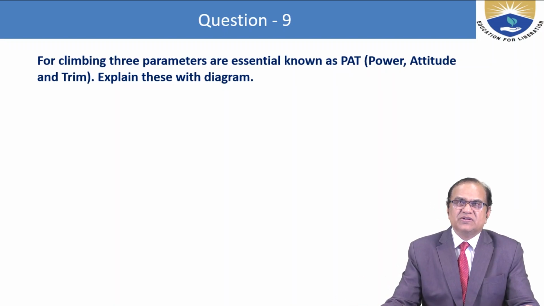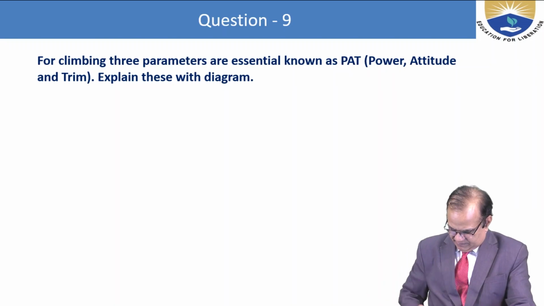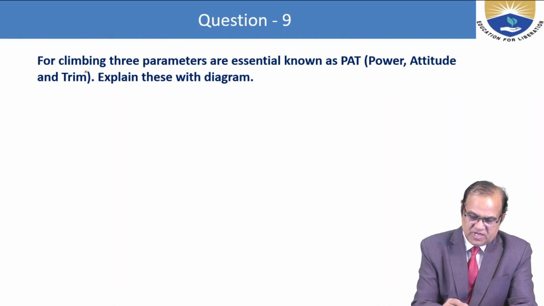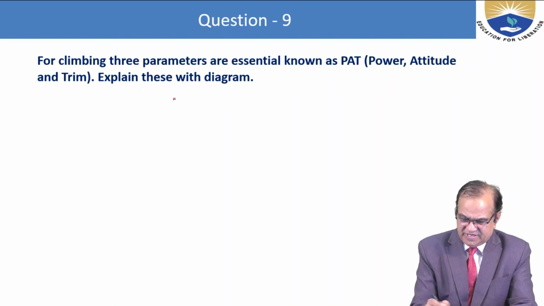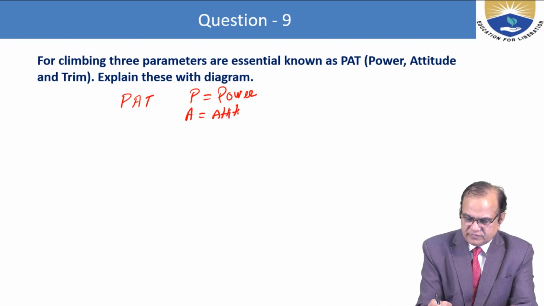For climbing, three parameters are essential, known as PAT, that is power, attitude, and the trim. Explain with example. So during climb, PAT means PAT, where P is power, A is equal to attitude, T is equal to trim.